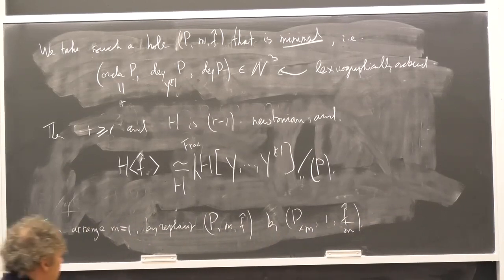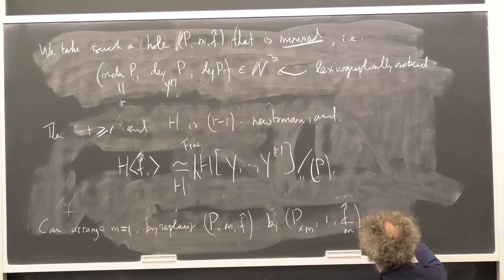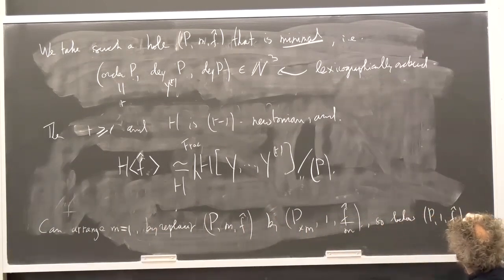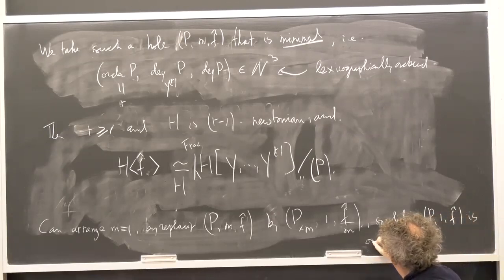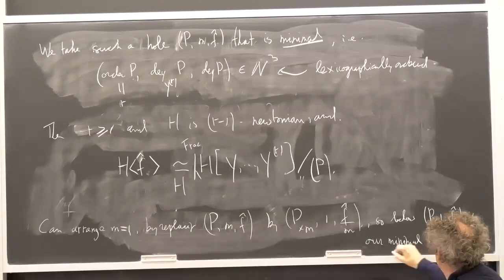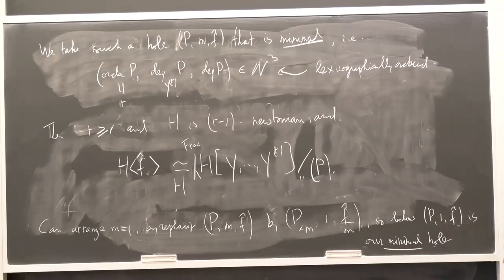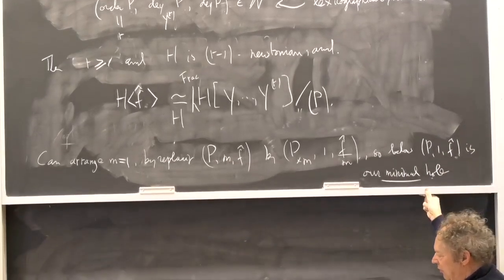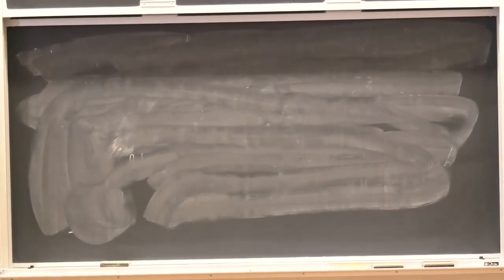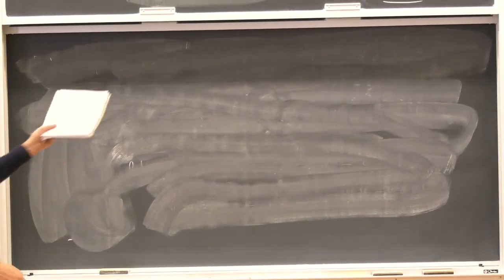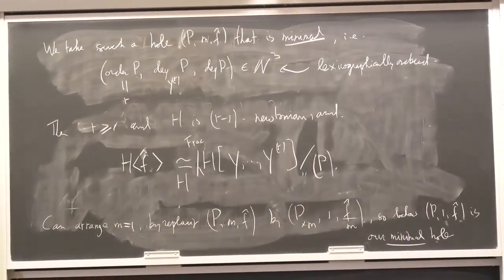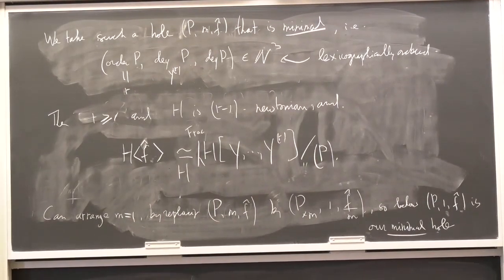And that means that below, P1 F hat is our minimal hole. Just changing notation, I will simply assume that M equals 1. And that means that we are looking for F hat to be infinitesimal. F hat strictly dominated by 1 is the same as saying it's infinitesimal.